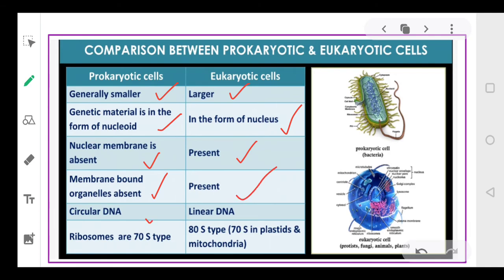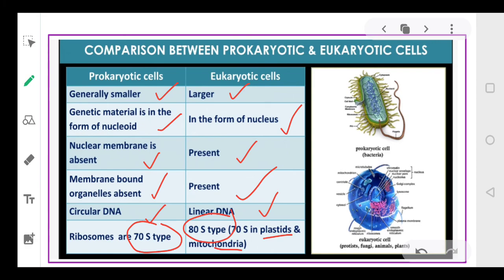In prokaryotes the chromosome is in the form of a circular DNA. Here the chromosome is in the form of a linear DNA. The ribosomes observed in prokaryotic cells are of 70S type, while in eukaryotes they are of 80S type, except the plastids and the mitochondria, which contain 70S type ribosomes.